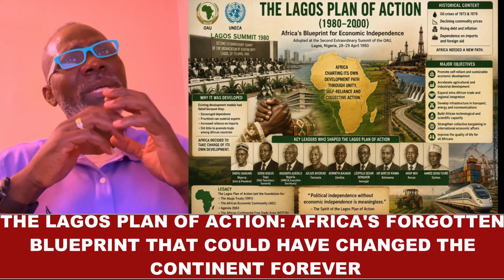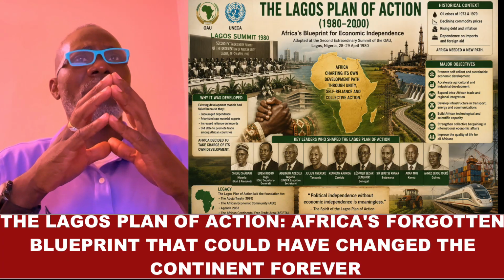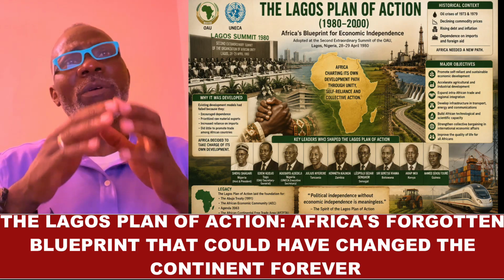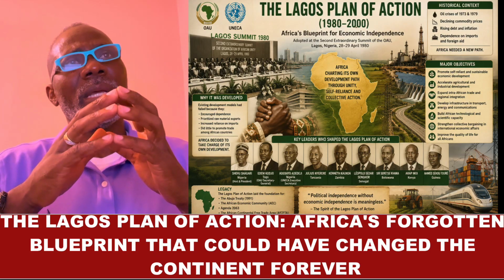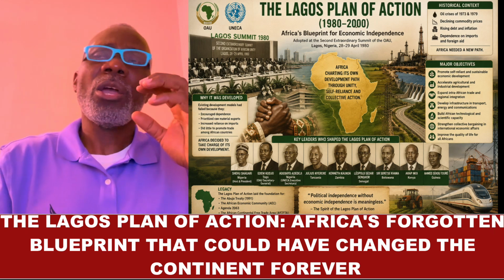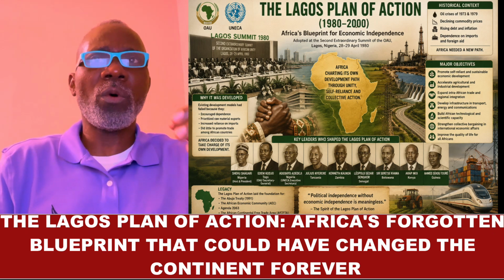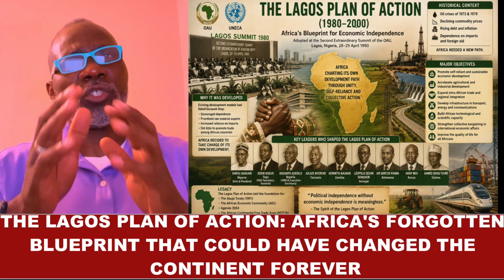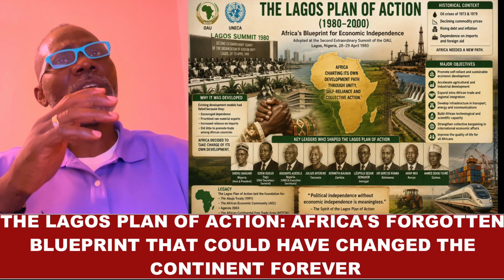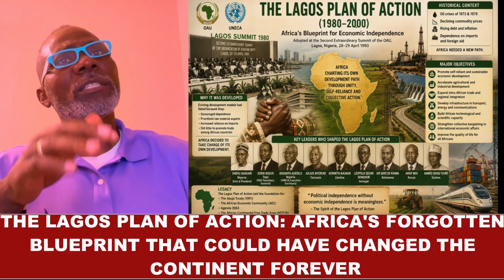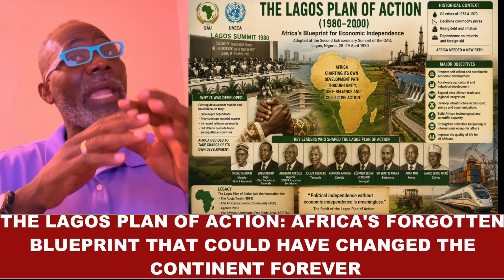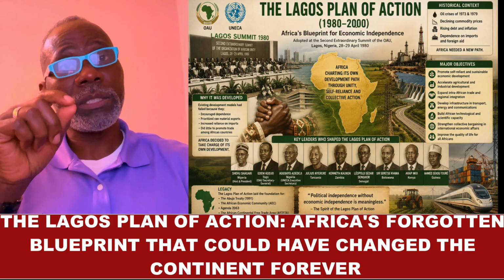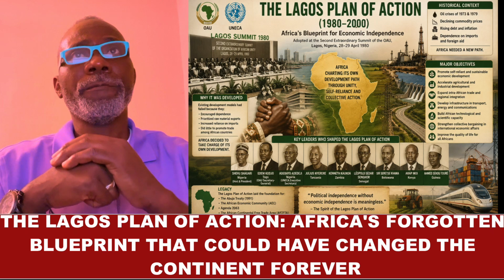Edem Kodjo was one of the principal architects and advocates of the Lagos Plan. He urged that political independence would remain incomplete without economic independence. Under his leadership, the Organization of African Unity shifted its attention towards economic integration, regional cooperation, industrialization, and infrastructure development. Kodjo was instrumental in building consensus among member states and promoting the plan within the OAU, that is the Organization of African Unity. Edem Kodjo was the Secretary General of the OAU.